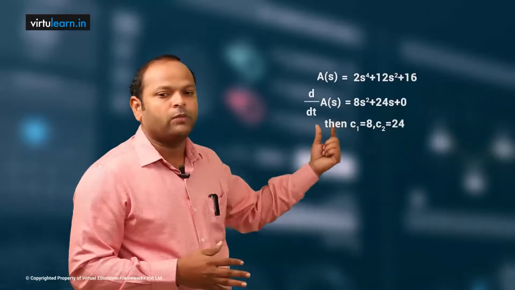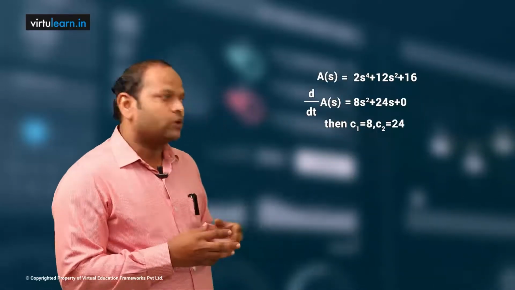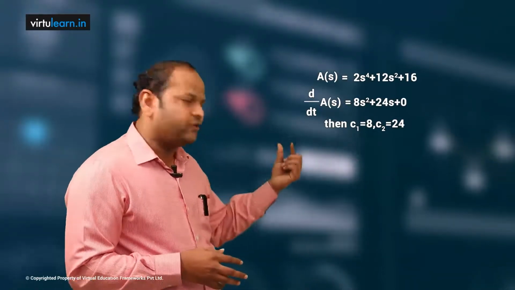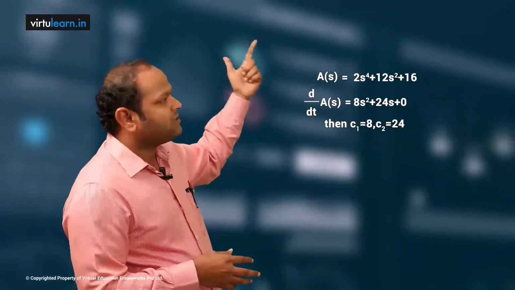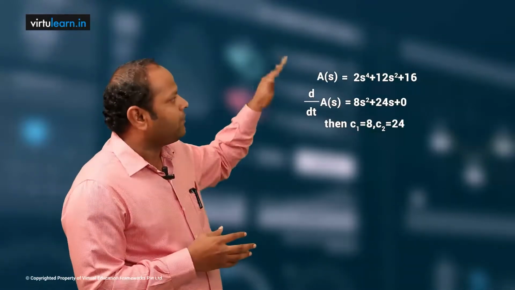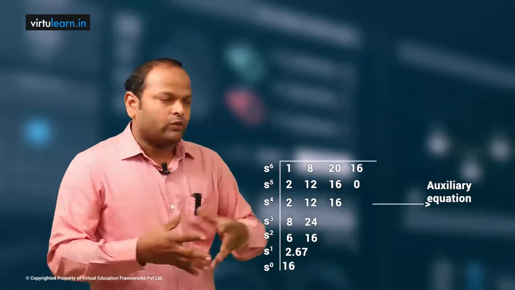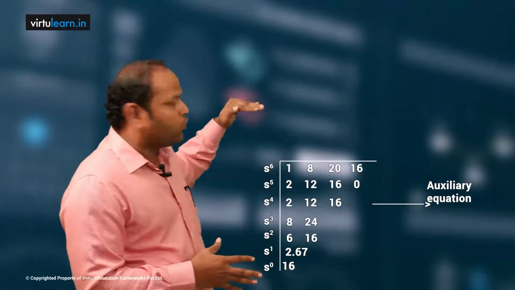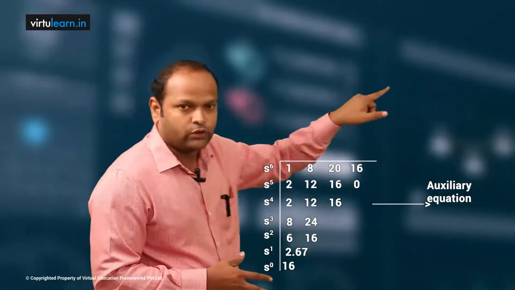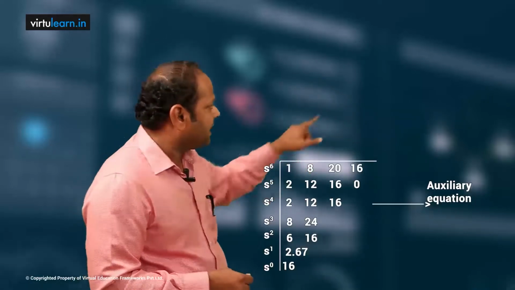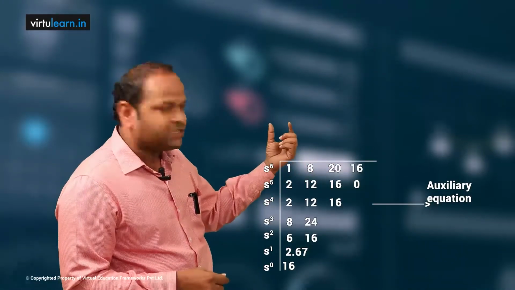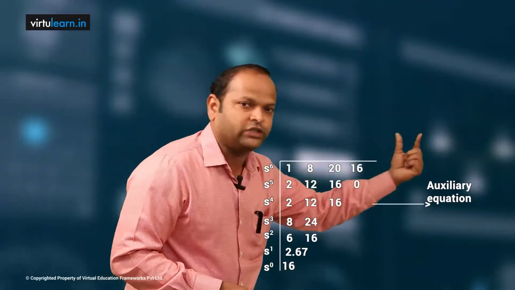So the first derivative of the auxiliary equation. Then you will get dA by ds as 8s cube plus 24s. So now take these coefficients 8 and 24 and replace the zeros with them, and then proceed further to complete the Routh array. So what will be the S cube row now? S cube row, earlier it was 0, 0, that is C1, C2. Then you cancel those two, and here I am replacing with 8 and here with 24.